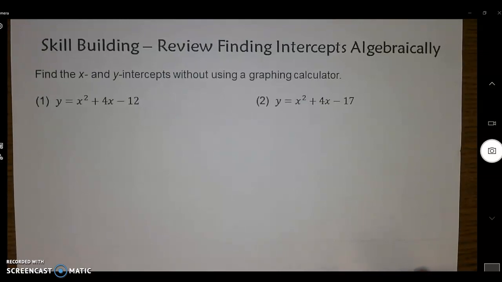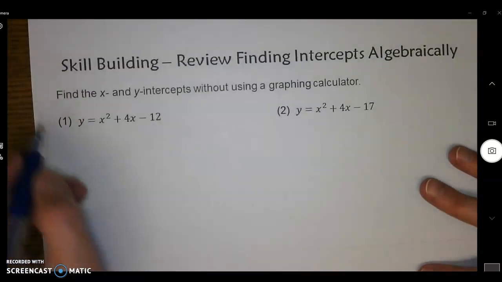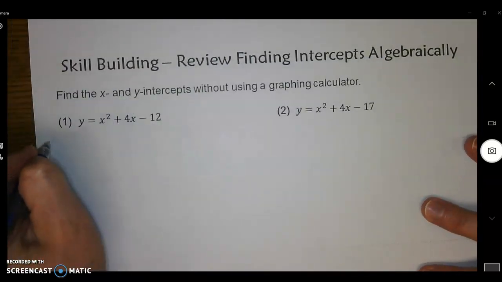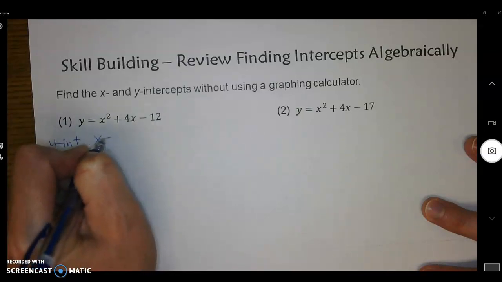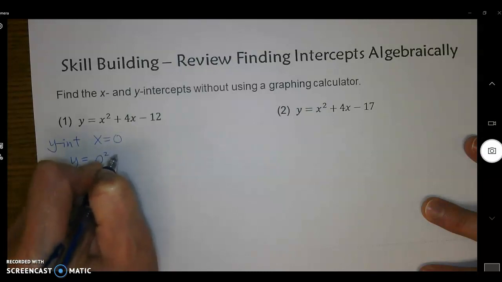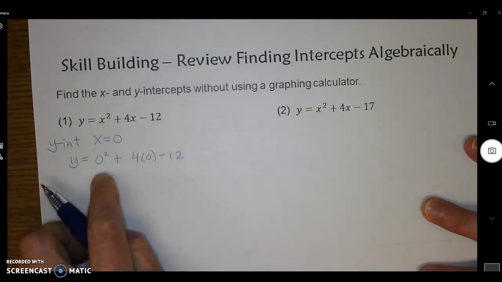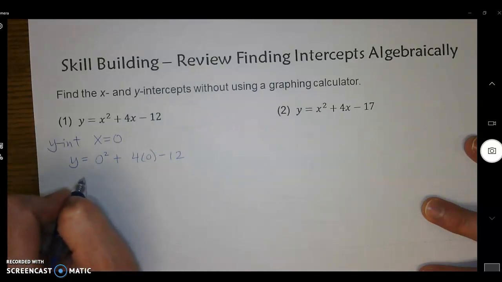We are going to review finding intercepts algebraically. So we're supposed to find the x and y intercepts without using a graphing calculator. The y-intercept is actually always easier to find, so we'll find that one first. To find the y-intercept, x is 0. So I'm just going to plug 0 in wherever x is. All of this will turn out to be 0, so my y-intercept will be negative 12.